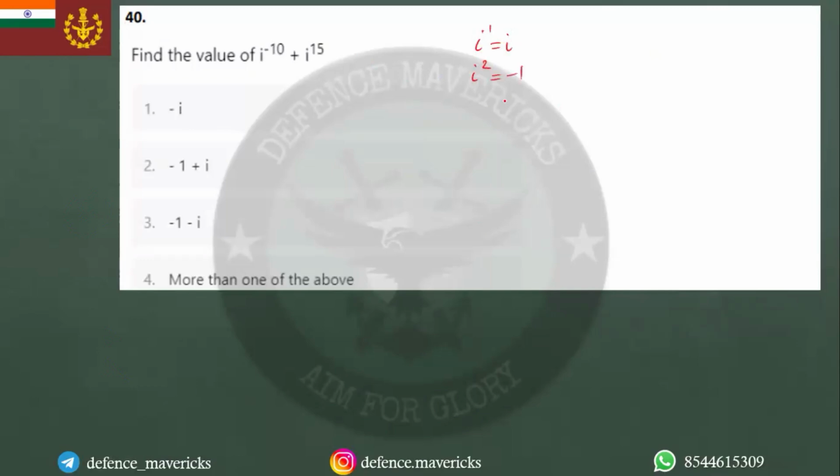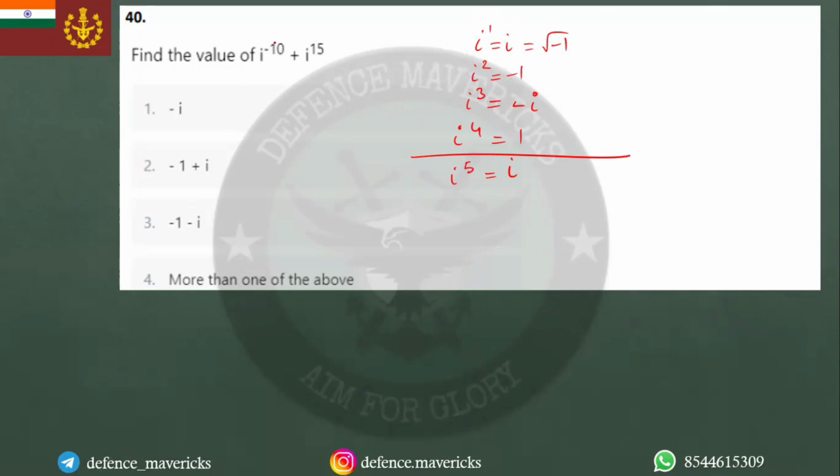I into I, which is -1, because I is nothing but root over -1. Then I cube is what? I cube can be I square into I, so I square is -1, so -1 into I is minus I, and I power 4 is 1. Then I power 5 becomes 1 into I power 4, which is again I. So basically the cycle of I will repeat after every 4 numbers.